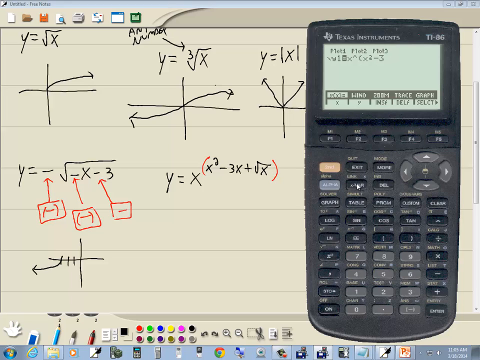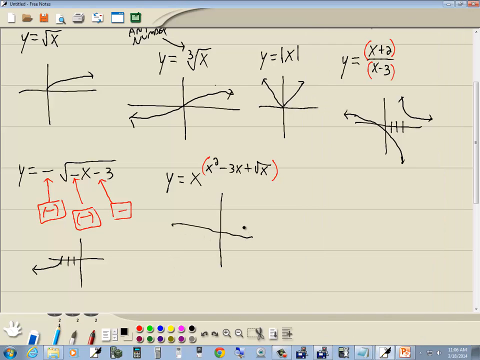minus 3x, so 3 and then x bar, plus, and then the square root. So I'll do second x squared to get square root. Now put the beginning parentheses for the square root, put the x bar, closing parentheses for the square root, closing parentheses for the exponent, and then exit. And then I will press F5 for graph. Slow. There it goes. Oops. Something like that right there.